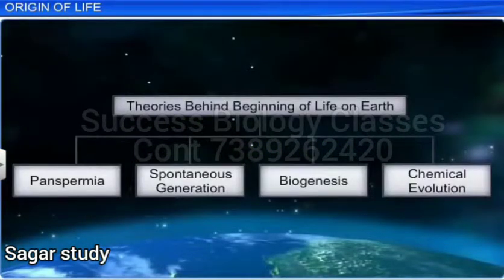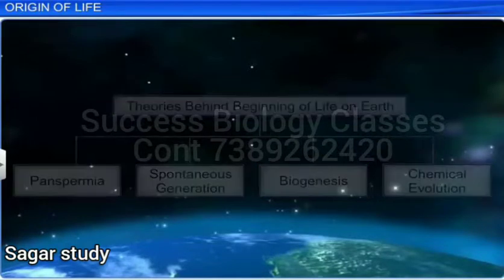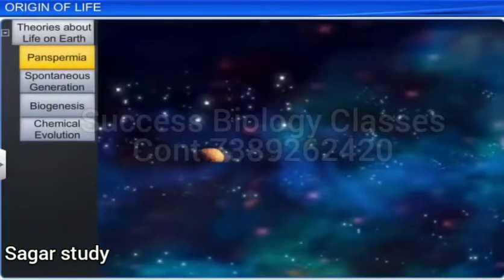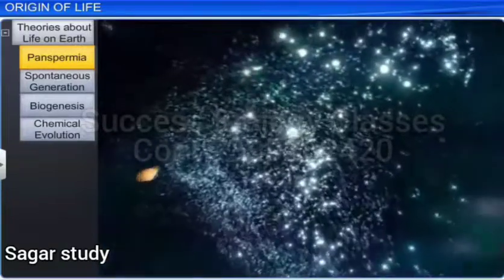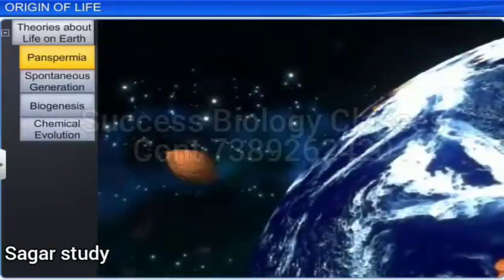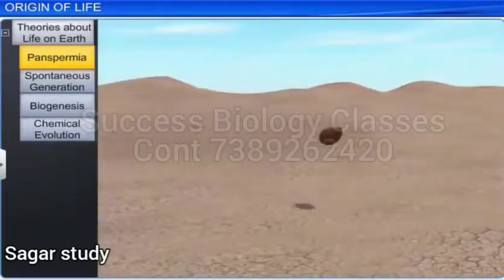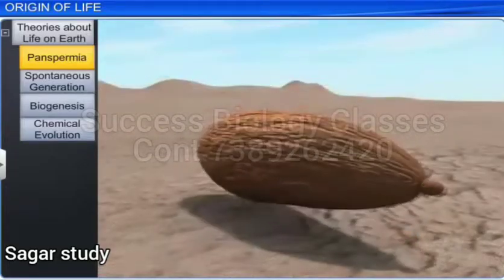There are different theories that try to explain the beginning of life on Earth. Some of them are panspermia, spontaneous generation, biogenesis, and chemical evolution. Panspermia is the oldest theory founded by Greek thinkers. It explains that units of life called spores were transferred to different planets.